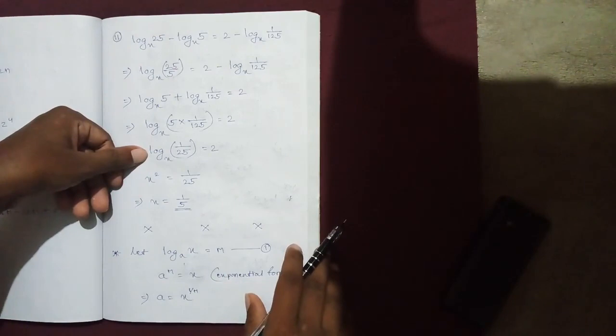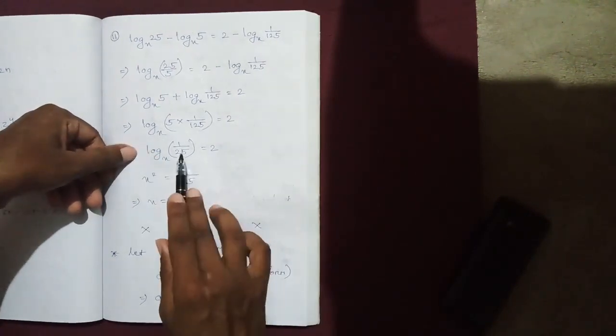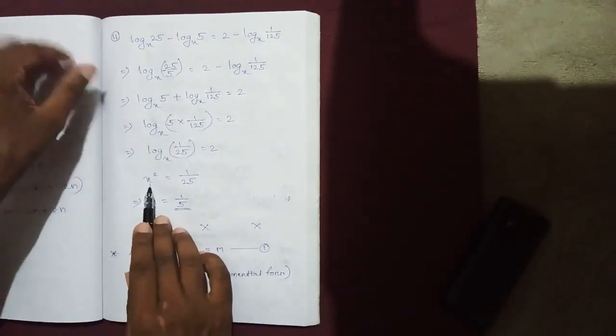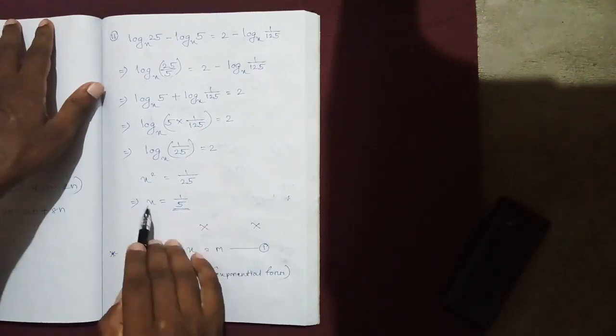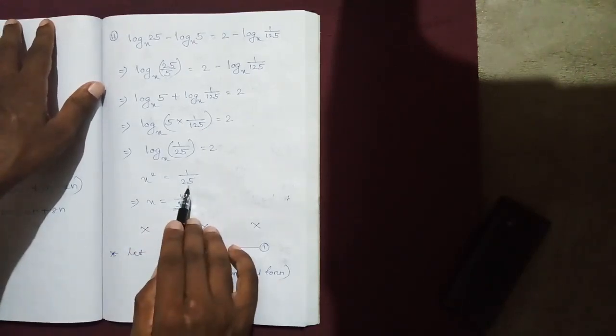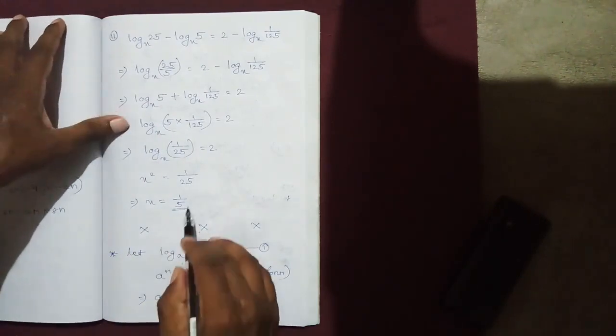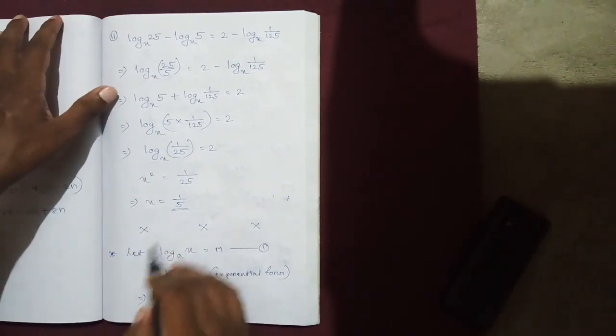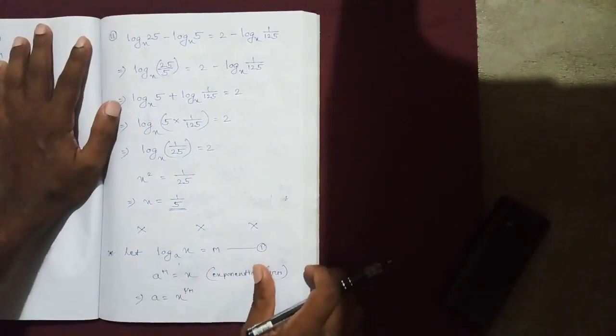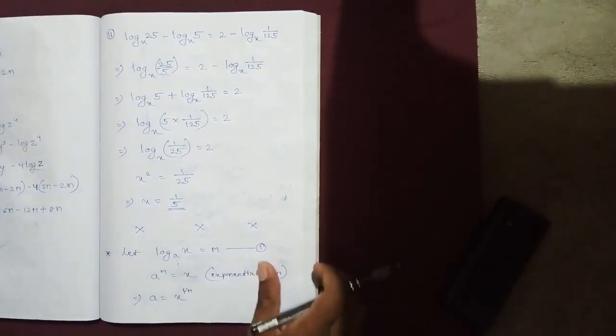Converting this to exponential form, x power 2 is equal to 1 by 25. So x is equal to square root of 1 by 25, that is 1 by 5. So x is equal to 1 by 5. So exercise 8c is over.